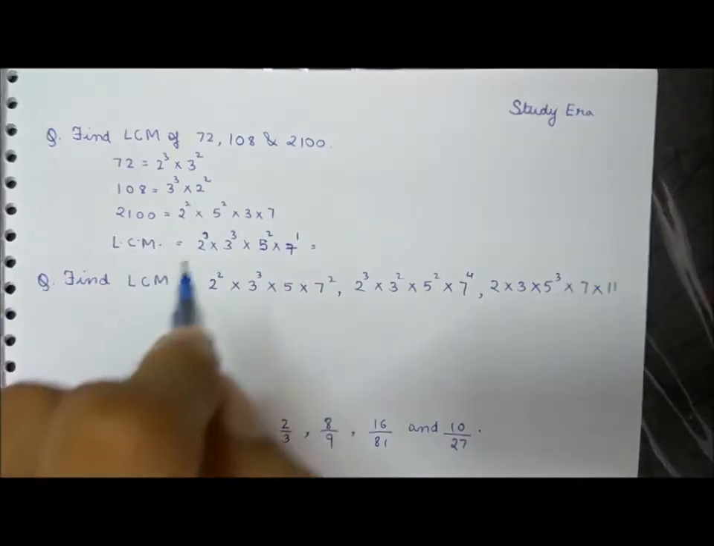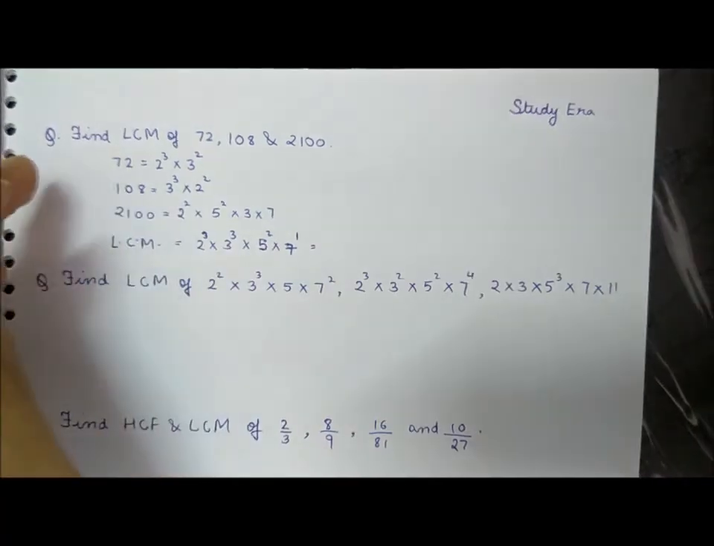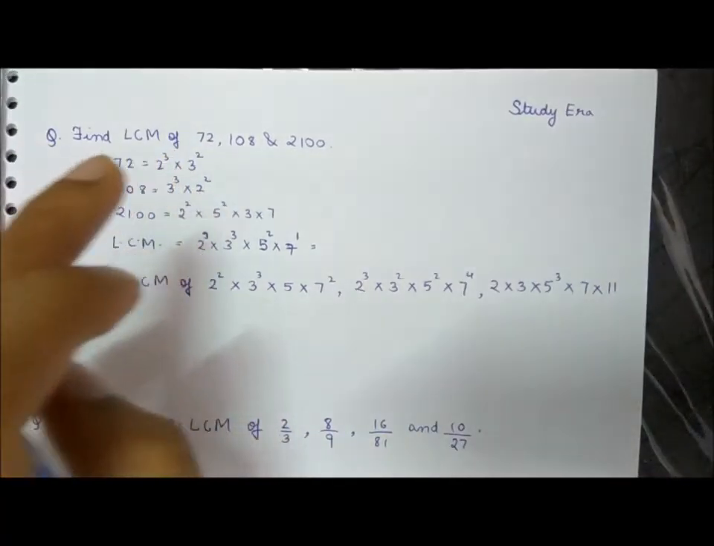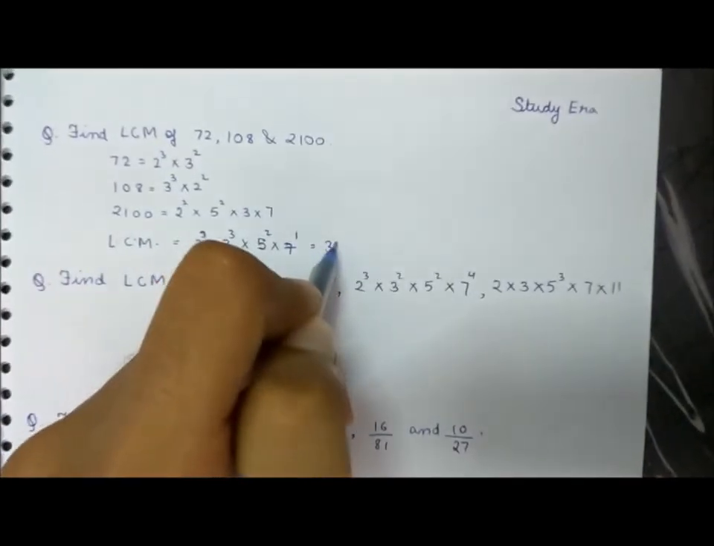Hence, by multiplying all these values, we are going to find out the LCM of 72, 108 and 2100. So the LCM is 37800.